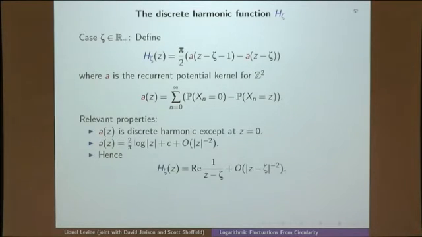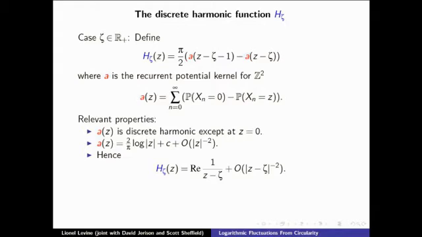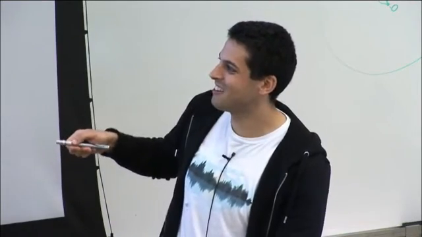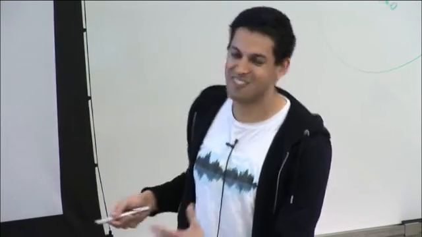So what are the relevant properties of this a(z)? It's discrete harmonic except at the origin, and its asymptotics are really well known. It behaves like a constant times log of the absolute value of z, plus a constant, plus a very small error term. And this is what all these circularity arguments have in common: somewhere buried in the argument, you're going to use this kind of asymptotics for the potential kernel.